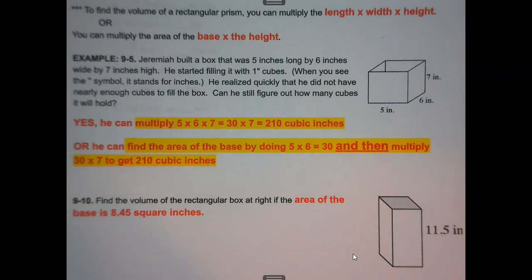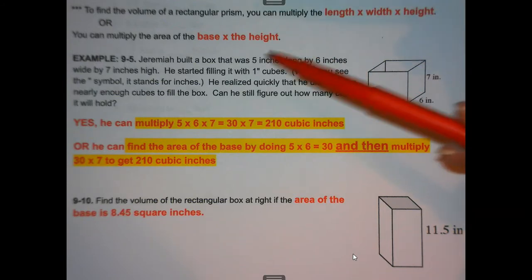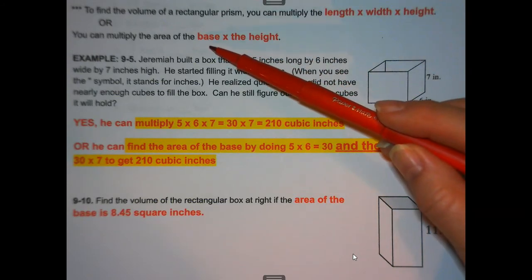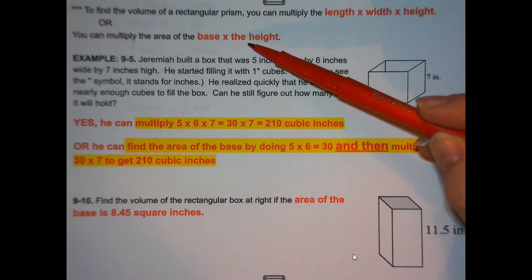Let's take a look at lesson 9-11 from last time. As a reminder, we were working on the volume of rectangular prisms, and to find the volume in elementary school, you may have learned that you multiply the length times the width times the height, or you might have learned that you could multiply the base times the height.